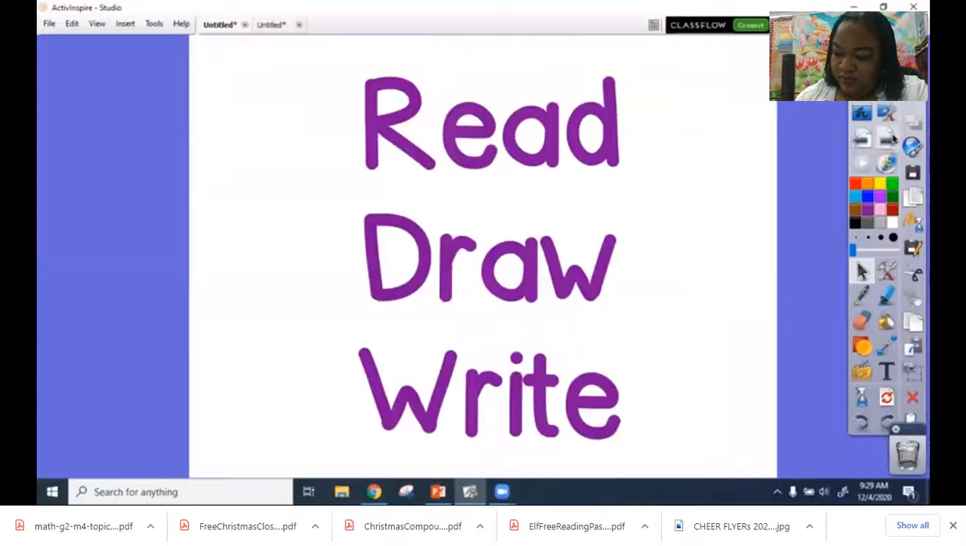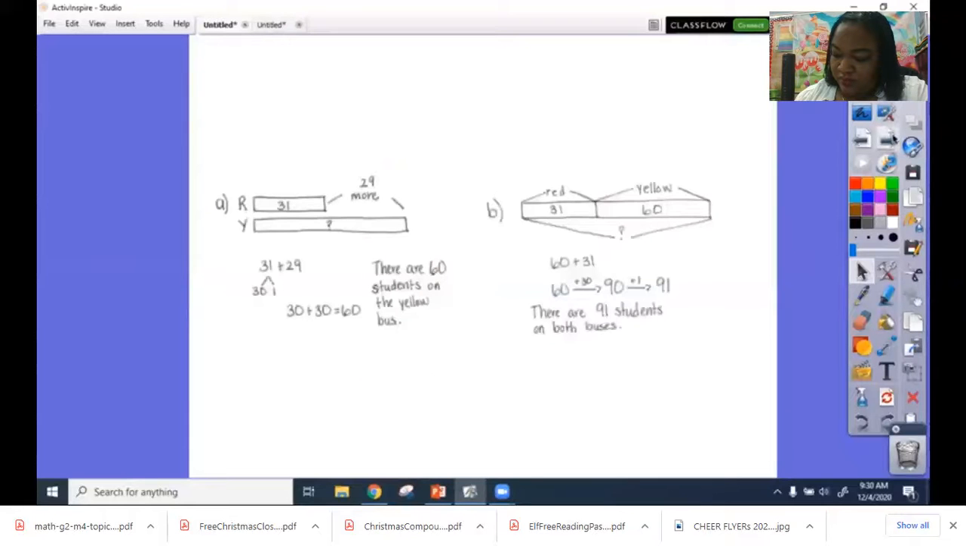So when we talk about Eureka Math, we like to do RDW. We like to read our problem. We like to draw something out so we can see it visual. And then we like to write our equation or our answer so that we know we solved everything it asked us.